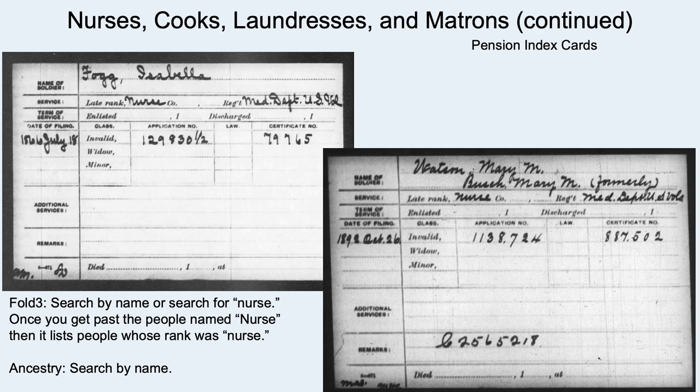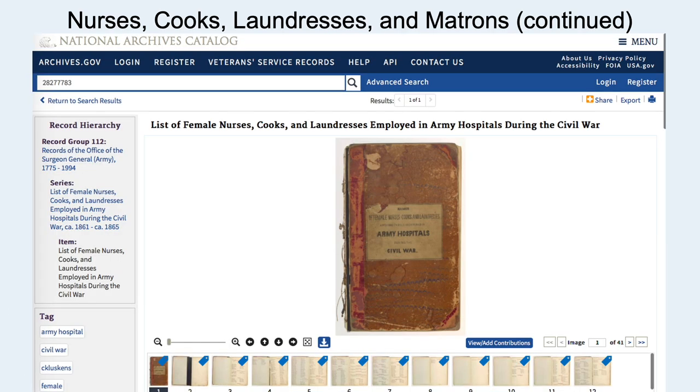Some Civil War pension files are digitized and available online in our catalog or on fold3.com. One of the volumes we've digitized is the list of female nurses, cooks, and laundresses employed in Army hospitals during the Civil War, shown here. Let's take a look inside this volume. The time span is approximately 1861 to 1865, but there are no specific dates indicated. The information is arranged by city, then by hospital if the city had more than one hospital, and then roughly alphabetically by name. There are no other details.